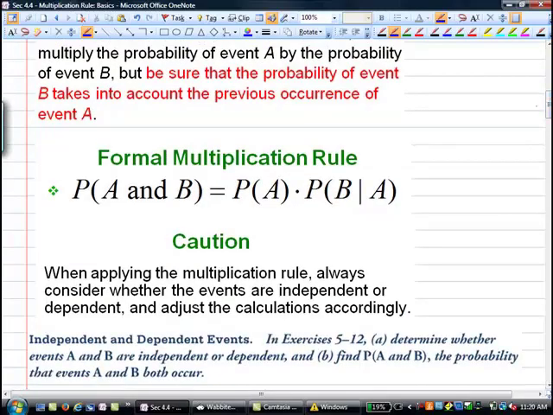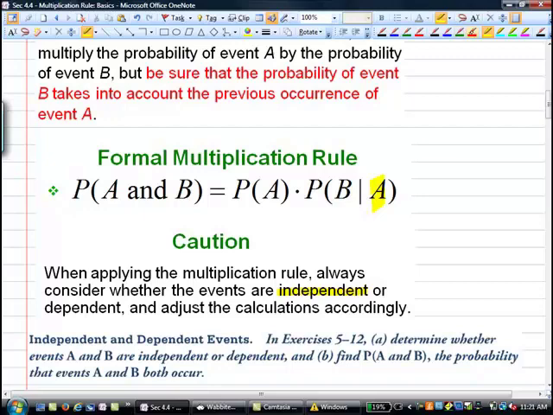Now, when applying the multiplication rule, you always want to consider whether the events are independent or dependent, and then adjust the calculations accordingly. If these events are independent, the fact that A has occurred isn't going to change the probability of B, because the probability of me being late to class, given that the stock market is up 3 points, those two things are independent. The probability of me being late to class is the same regardless of what the stock market does. Even if it crashes, I'm still going to be at class, although I might be running late. They would be independent. So this given condition then would not affect the probability of B.